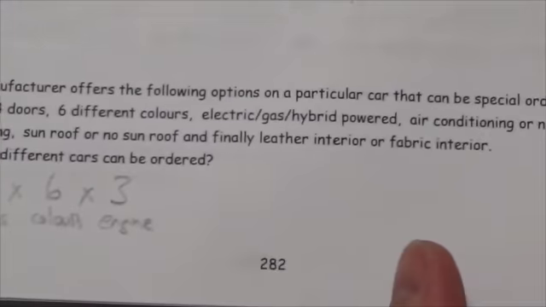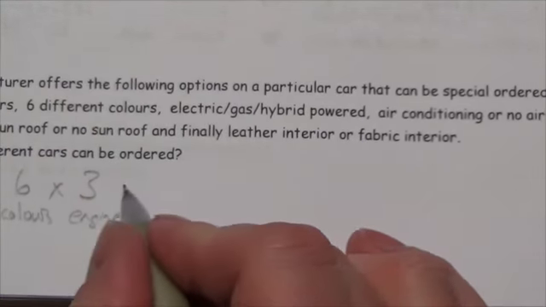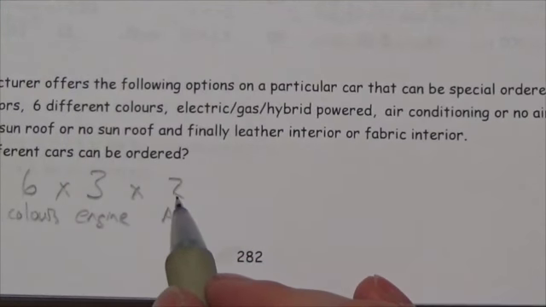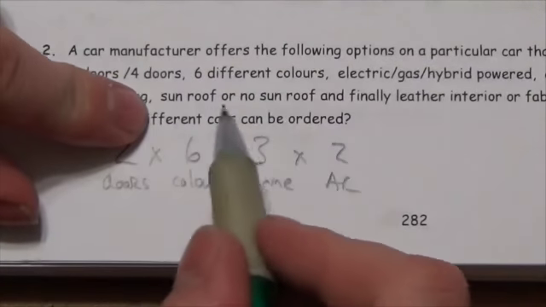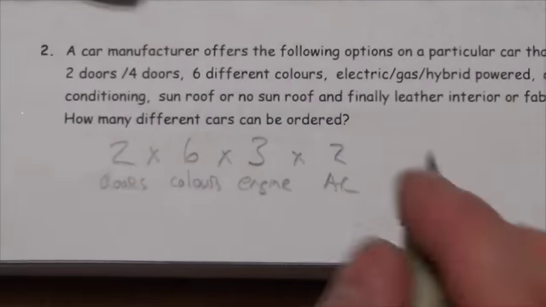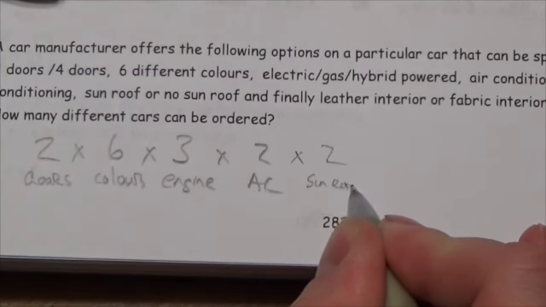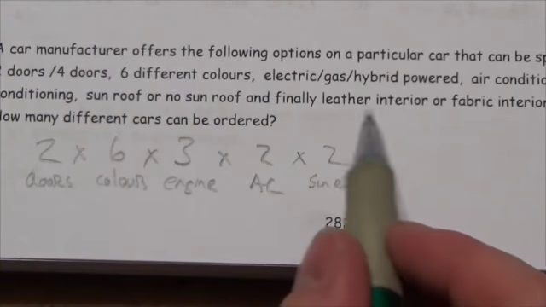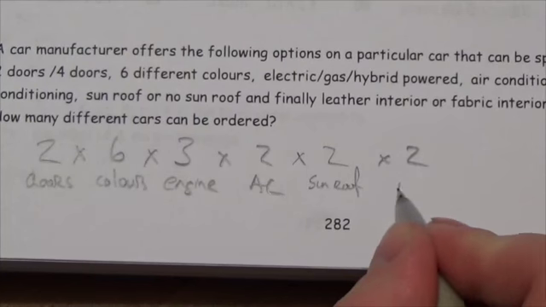Okay. Next, what's my next choice here? Well, I've got air conditioning or no air conditioning. Okay, that's AC. There are 2 choices there. Okay, yes or no. Then we've got sunroof or no sunroof. Again, 2 choices here. 2 ways that I can complete that subtask. And then finally, we've got the choice of interior, leather or fabric, and there are 2 choices there. This is the interior.